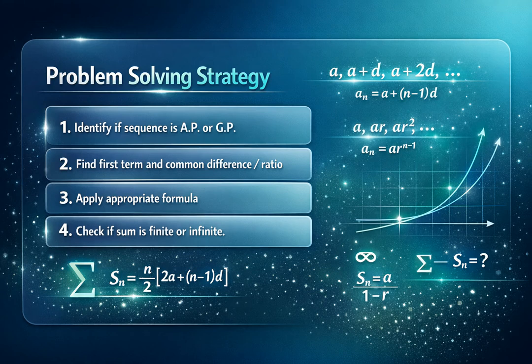Problem-solving strategy. First, identify whether the sequence is an AP or GP by checking for constant difference or constant ratio. Find the first term and the common difference or ratio. Apply the appropriate formula. Determine if the sum is finite or infinite.